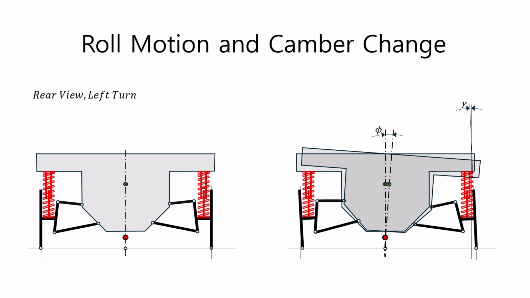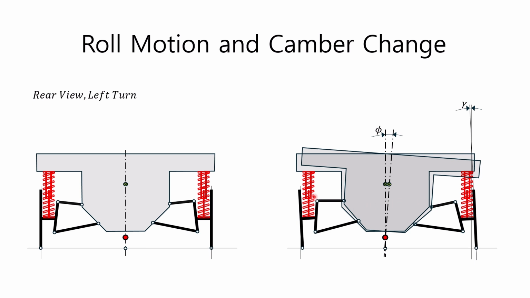Let's look at the change in camber angle due to the roll motion of the sprung mass. As the geometry of the suspension links changes due to the roll motion of the sprung mass, the camber angle of the wheel changes. Let's take a quick look at this. The figure on the left shows the rear view of the suspension link layout when driving straight, while the figure on the right shows the geometry of the suspension links changing during a left turn due to the roll motion of the sprung mass, resulting in a changed wheel angle relative to the ground from a rear view.